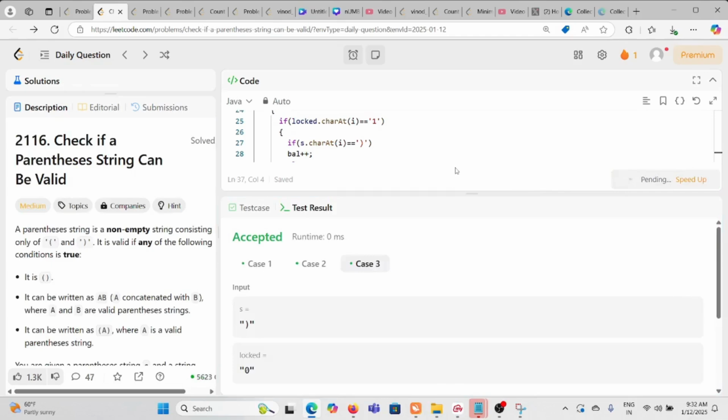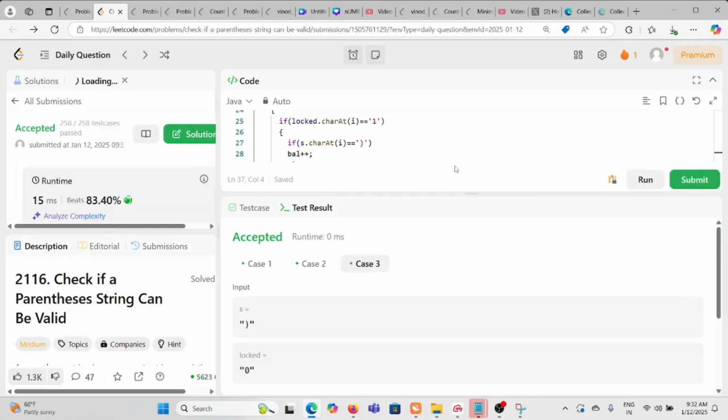The time complexity is O of n, and the space complexity is constant, because we are not taking any extra space.